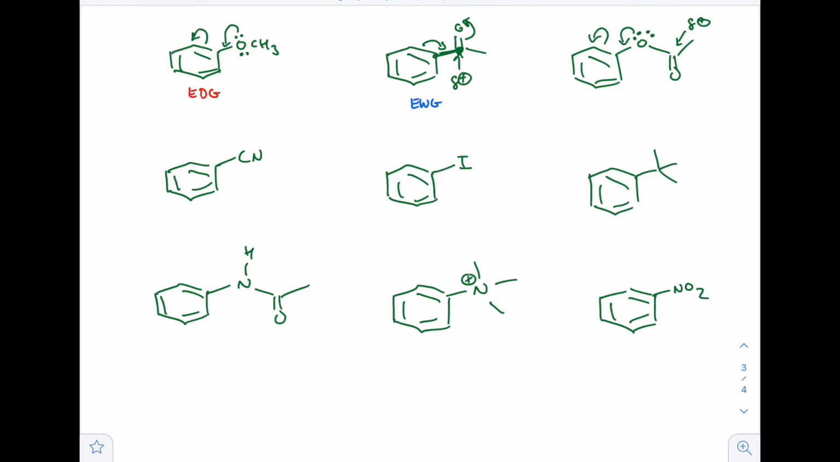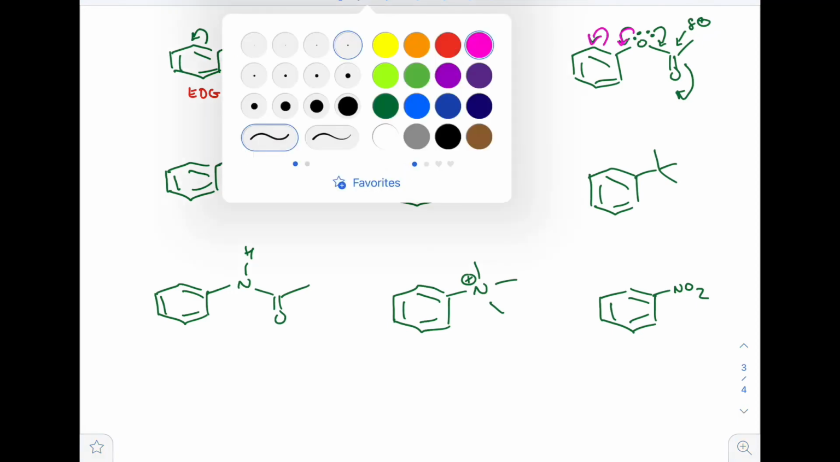Boom. We're donating electron density into the ring, right? Well, the cool thing about this oxygen is that it could donate electron density to the carbonyl group too. So there are just multiple resonance structures with this one. I'm going to draw this in pink just to differentiate from the green arrows, right?